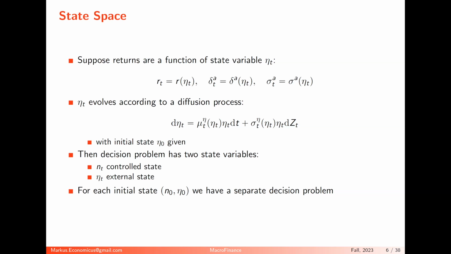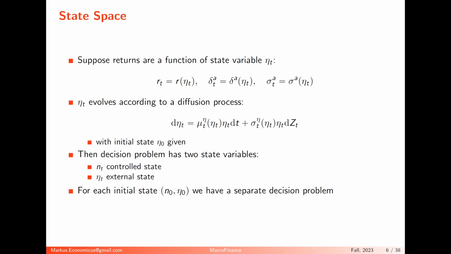So essentially, this decision problem has two state variables. One is the external state eta, and in this problem, it moves totally exogenously. There's an exogenous process specified with drift and volatility loading. The process is driven by the initial Brownian, and this is an exogenous process which drives the whole economy. In this world, it's exogenous.